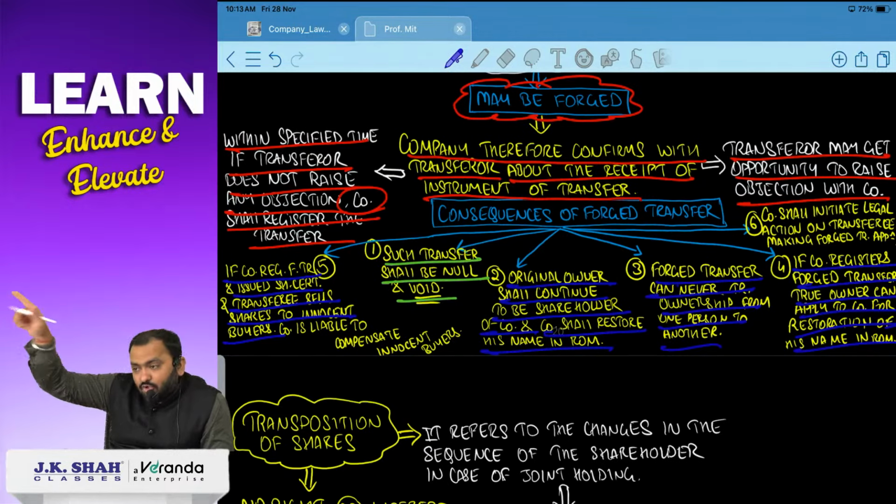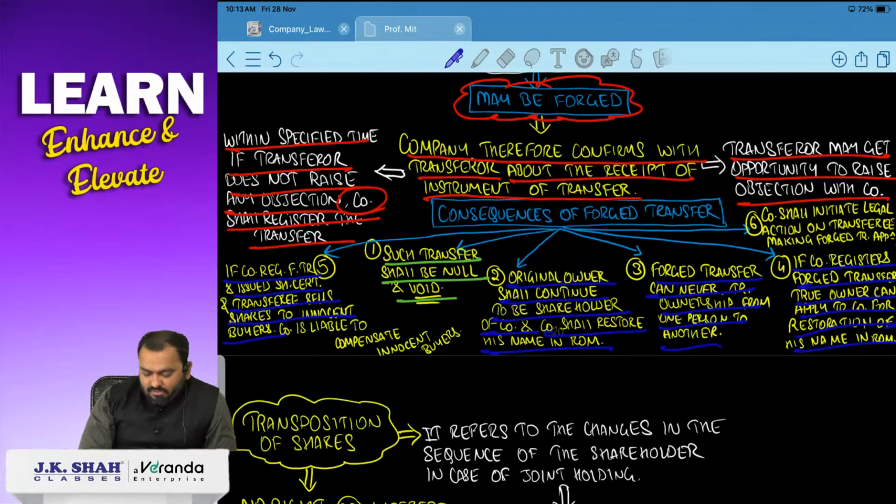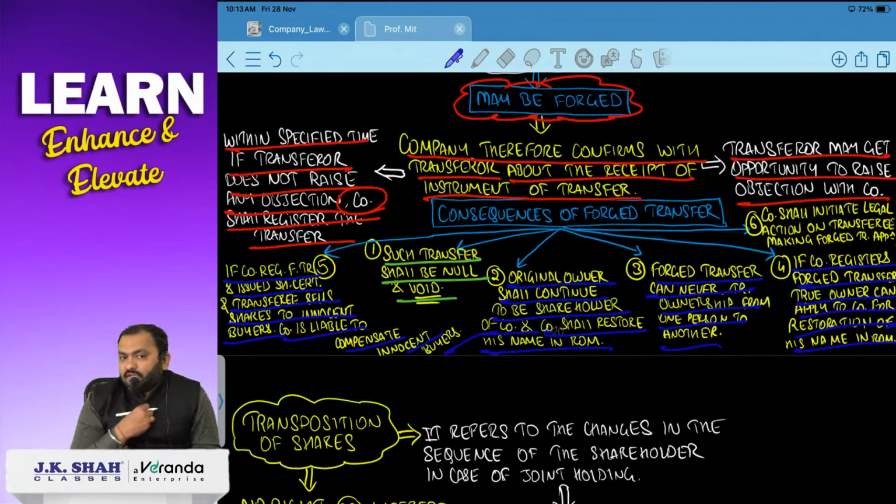The new buyer, the innocent buyer, will get the ownership or not? Here we are saying that the company is liable to compensate the innocent buyers. Because what we told, the real owner continues to be the owner. Yes or no? Here what we told, forced transfer will never transfer ownership. Therefore, who is the owner here? The real owner is the transferor only.